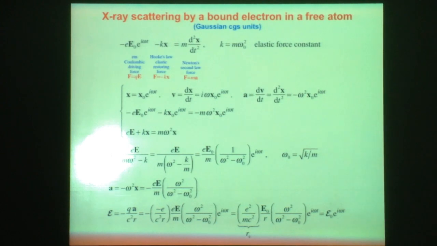Making those substitutions, the acceleration expression comes to this, and putting that acceleration into our Thomson equation for the electric vector of the scattered radiation, how it depends on the incident radiation, and these other concerns, we come again to the Thomson scattering length for the electron, and then this form, with omega squared over the difference between the square of omega and the square of the natural frequency, depending on the mass and force constant.